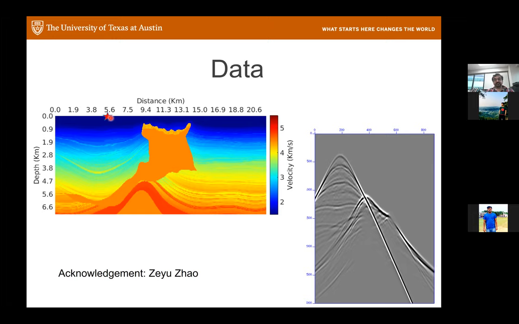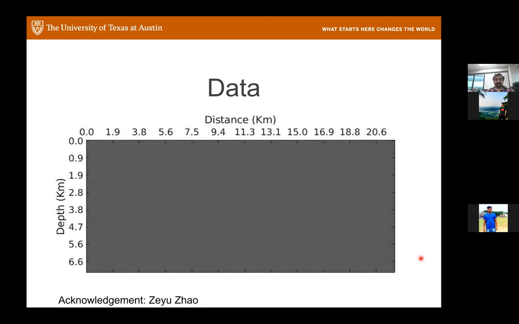And if you put a source here, you can get a seismic record. So we have receivers at every location on the surface, and the source is given by this big star. And you can see all of these different arrivals recorded here. So this has been generated on computer.